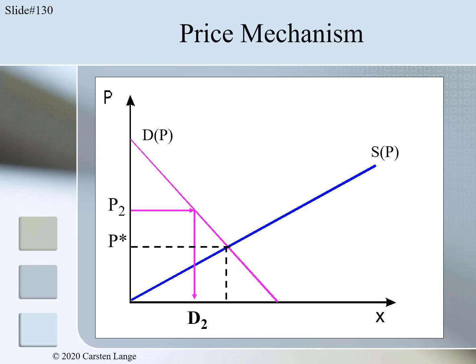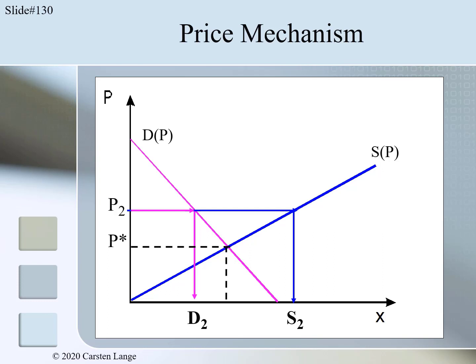What is the quantity supplied which goes with the price P2? We start at P2, go horizontally to the right until we reach the supply curve. From there we go straight down until we reach the quantity axis and mark this point with S2 to show that this is the supplied quantity which goes with the price P2.